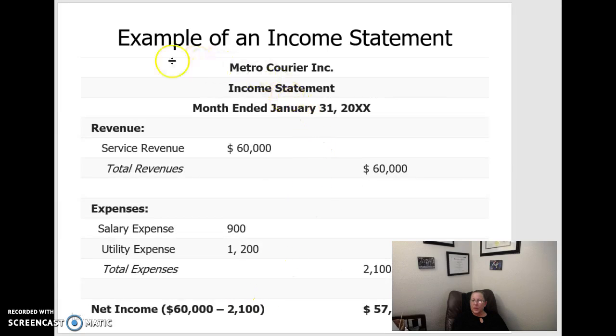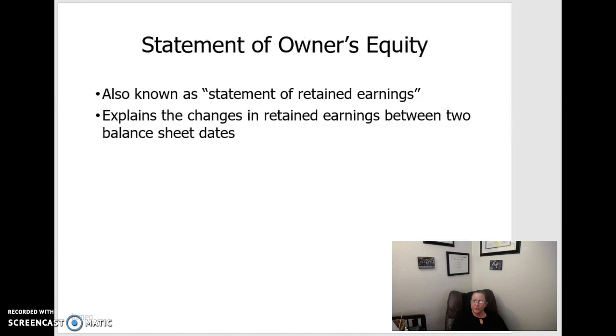And so this is a look at a very simple income statement. We start with revenue. We list out the revenue for the year, $60,000. And then we list our expenses, and here they're giving you a salary expense and a utility expense. We total those up and subtract them from our revenue, and this gives us net income here of $57,900.